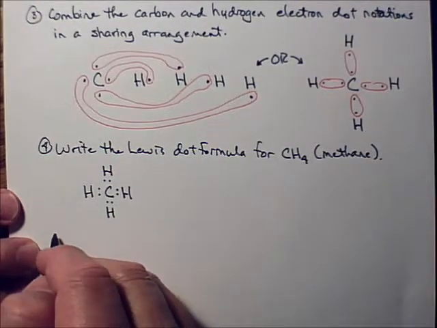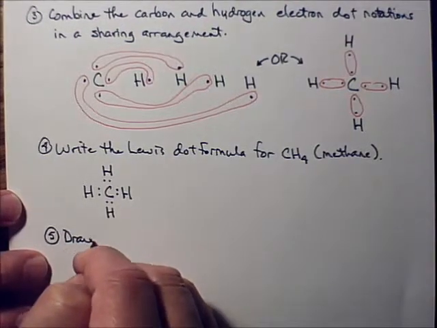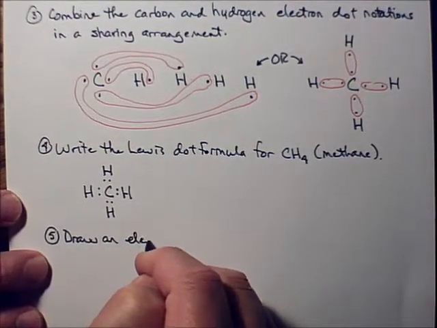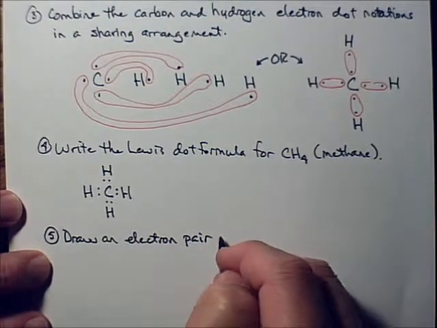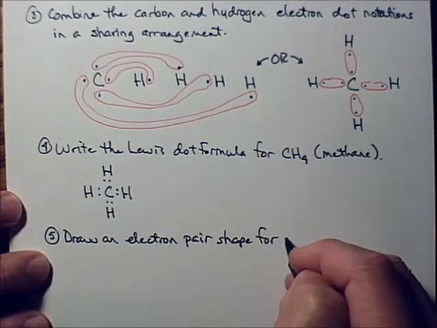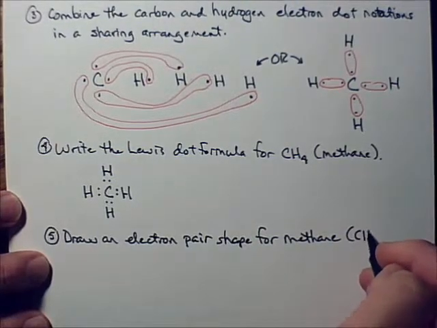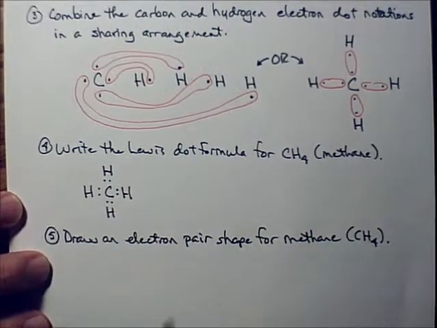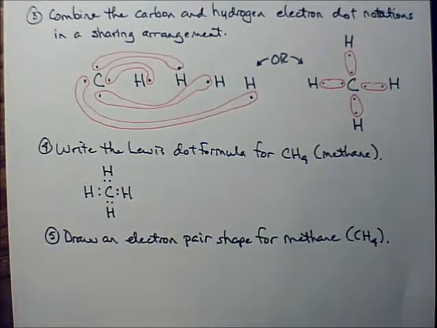So then number 5. Draw an electron pair shape. If you look on your notes from Friday, it should tell you how to figure out what that shape's going to be very explicitly.